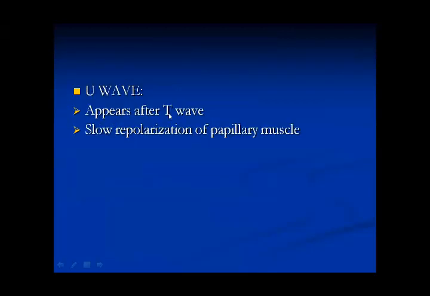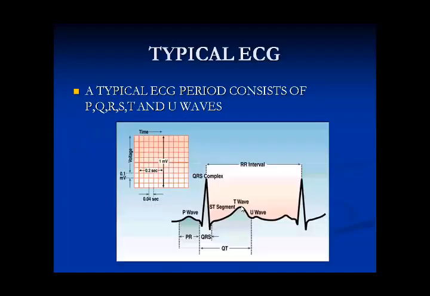The U wave usually appears after the T wave. It is not very common to have a U wave on the ECG after the T wave. It is due to the slow repolarization of the papillary muscle. Remember, I told you something about the papillary muscle. Here is the T wave, and after that, this is the U wave, right? I told you regarding the papillary muscle while we were discussing the valves of the heart.